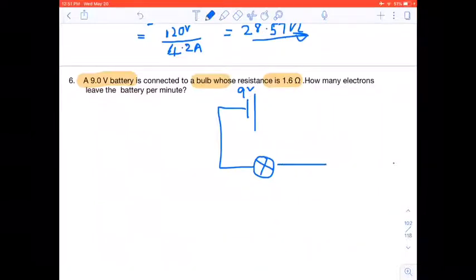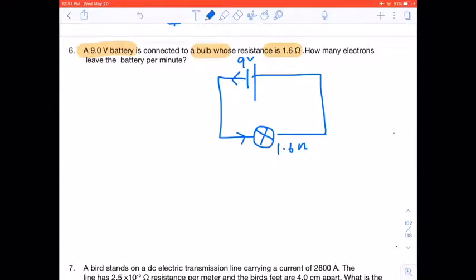We find that the bulb has a resistance of 1.6 ohms and the battery is 9 volts. So now we want to know how many electrons leave the battery per minute. If we're looking at electrons, that means we're looking at electron current, and we're saying how many electrons move in that direction, right? If we dealt with conventional current, we would have moved from the positive to the negative. But we mostly deal with conventional current, and it doesn't matter because our answers should be the same. The magnitude of our charges that move past the respective electrodes.